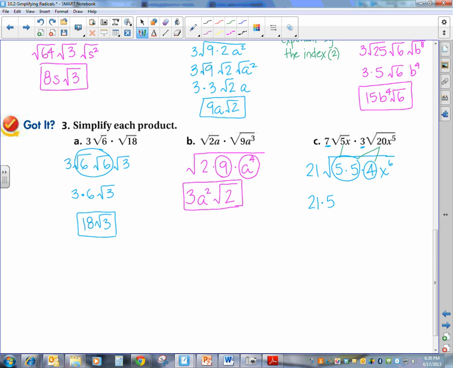This is a perfect square, so I take the square root of it. This is a perfect square, so I take the square root of it. When we take the square root of this one, we actually divide the exponent by 2. So 21 times 5 times 2 is 210 x cubed.